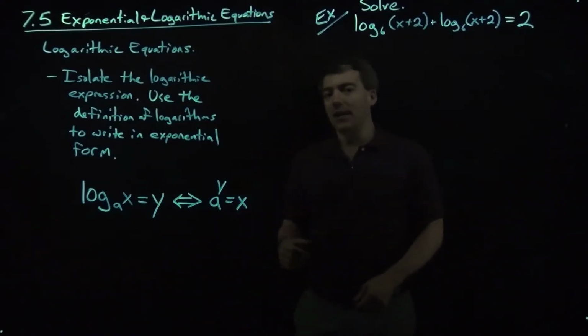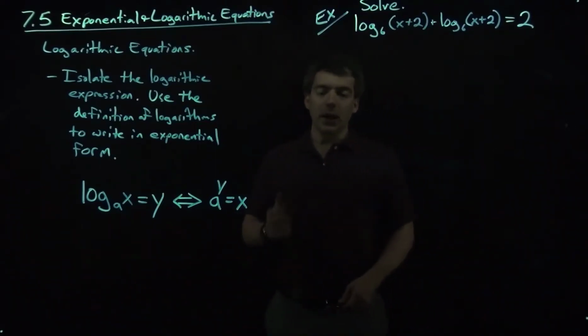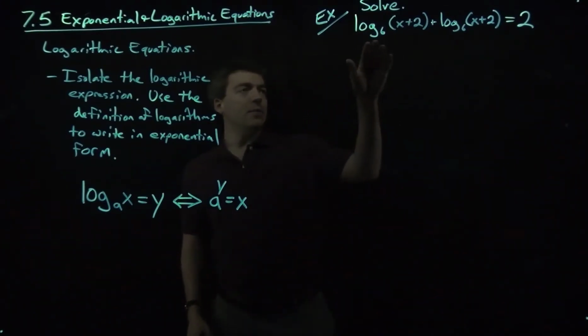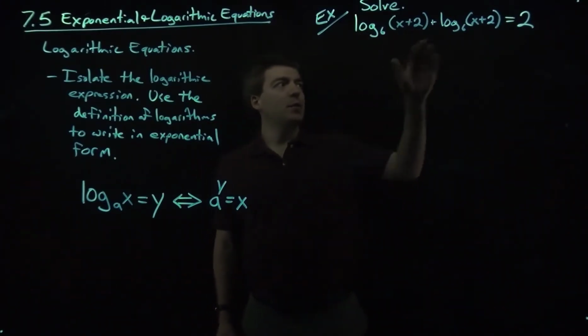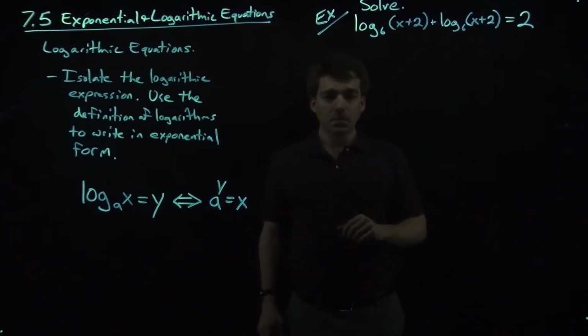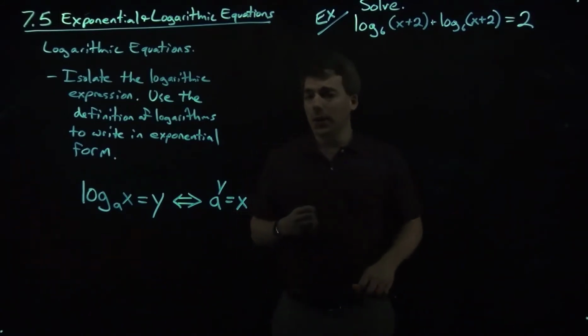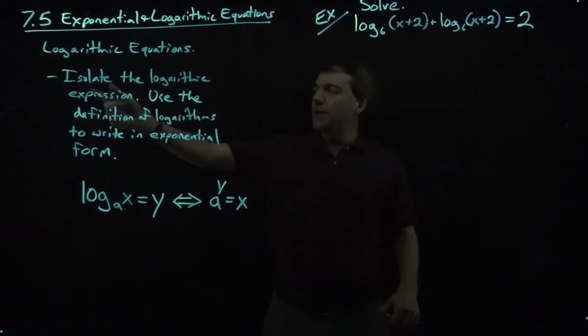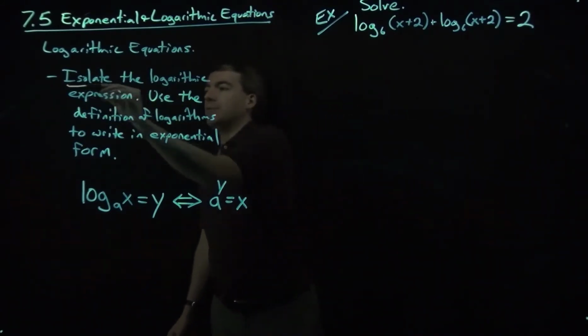All right, we'd like to look at solving logarithmic equations now. And so here's a logarithmic equation. We have log base 6 of (x + 2) plus log base 6 of (x + 2) equals 2. All right, now the way to solve a logarithmic equation is to basically isolate the logarithmic expression.